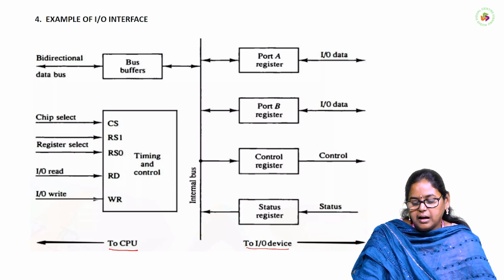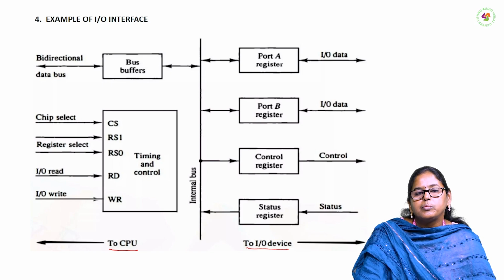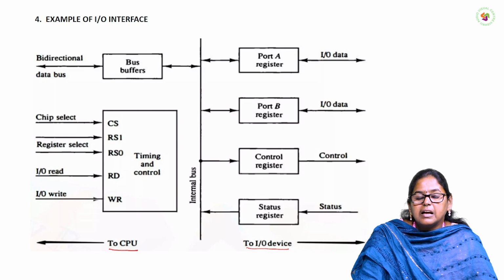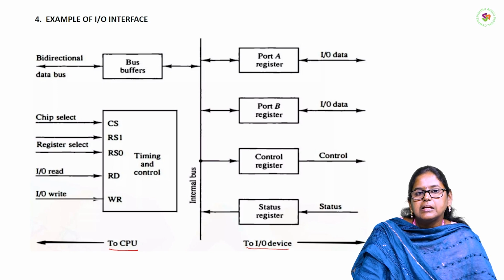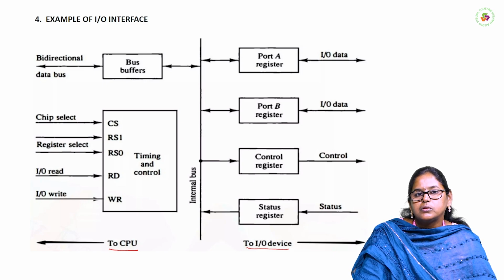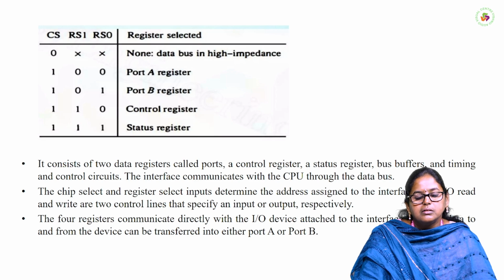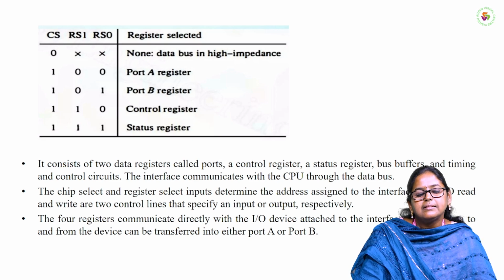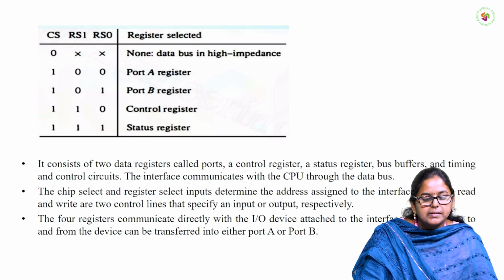And then how does the processor know which register it is going to select for sending the data? That depends upon the values we supply to the timing and control circuit. As we already know, the timing and control circuit has different inputs like chip select, RS1 and RS0. Depending upon the particular values of CS, RS1 and RS0, that particular register will be selected for transmitting the data. Let us consider different examples here in the table.